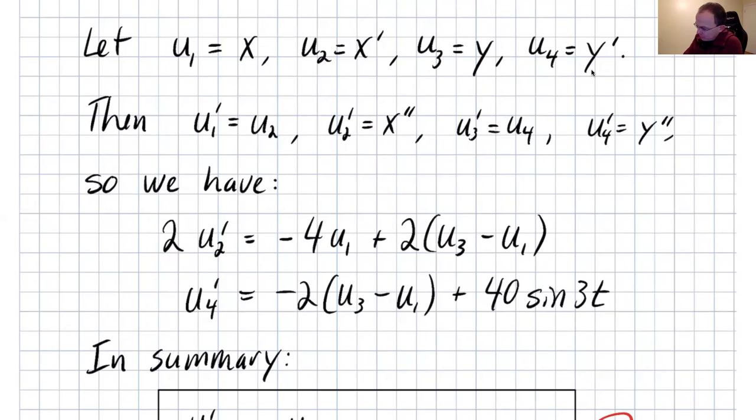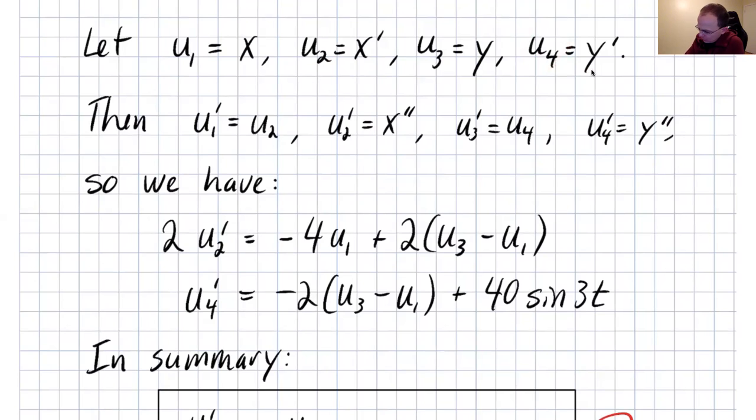And then we do the same for y. We let u3 equal y, and then we'll let u4 equal y prime. So then y double prime will be equal to u4 prime. So we'll have the first derivative here.